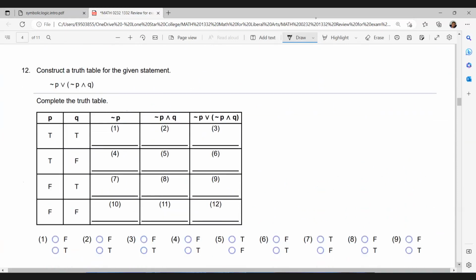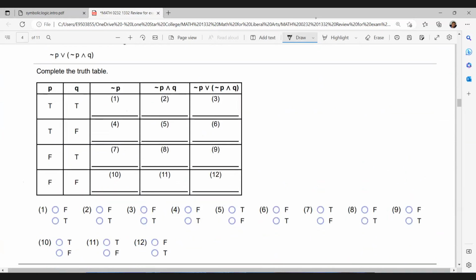Another truth table. It seems a little bit more complicated, but what I like about this is they're giving us all the columns. We just need to fill in the right values. So again, this column here is telling us to take everything here, let me use a highlighter. Take everything here and replace its truth value with the opposite one. So that becomes a false, false, true, and true. Let me take my eraser.